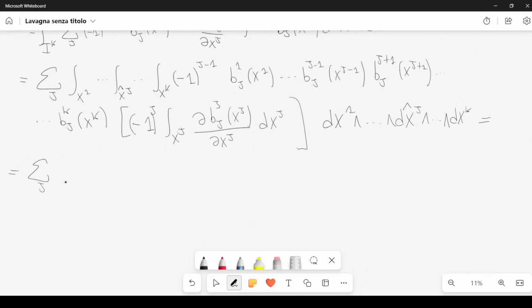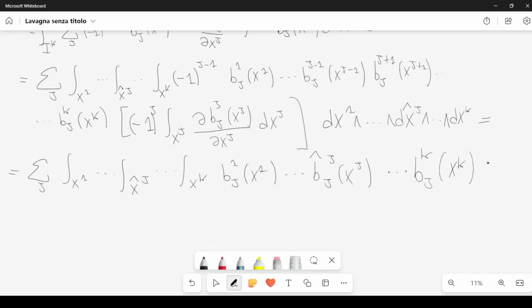Summation over j, integral over x1, dot dot dot, integral over x hat j, so it means that this integral does not appear, integral over xk, b_1j of x1, dot dot dot, b hat jj of xj, so it means that this quantity is missing from what we are writing here, but all the others appear. And then I have b_jk of xk, and then I have to multiply this by b_jj(1) minus b_jj(0).